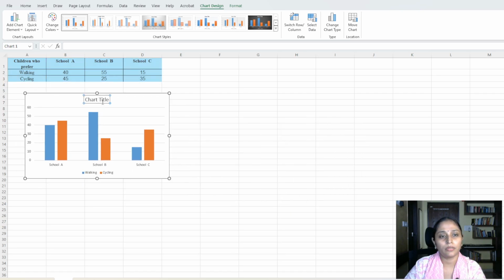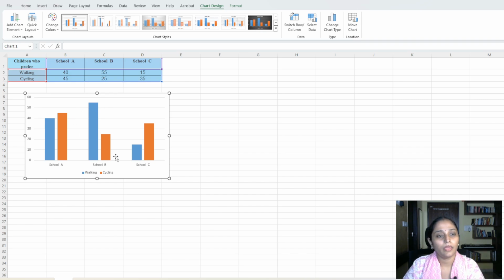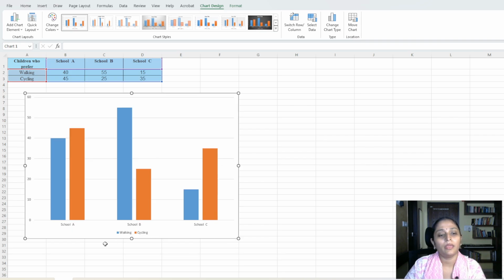you have got a double graph. Okay, you can see that you have School A, School B, School C. The blue color is for walking, it's mentioned over here, and the orange color is for cycling, right? And you have on the x-axis School A, School B, School C, right?